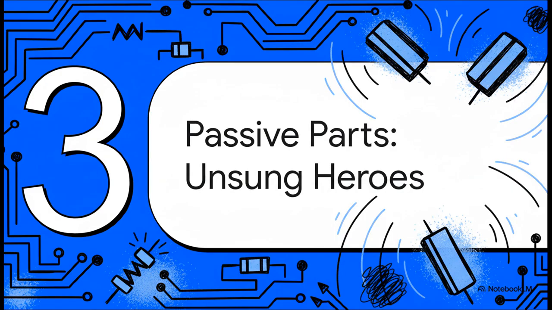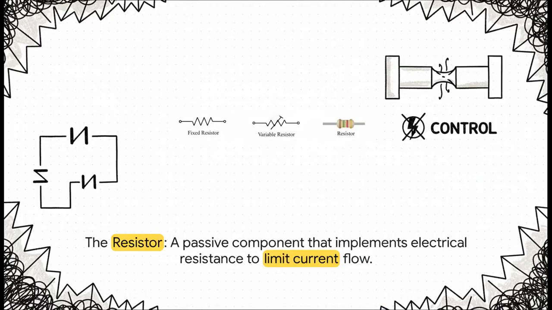I like to call them the unsung heroes, because they're managing the flow of electricity using some really elegant physics. Okay, first up, the resistor. Its job is exactly what it sounds like. It resists the flow of electricity. The classic analogy is perfect here. Imagine water flowing through a pipe. A resistor is just like a skinny section of that pipe. It restricts how much current can get through. It's all about control, just slowing things down.